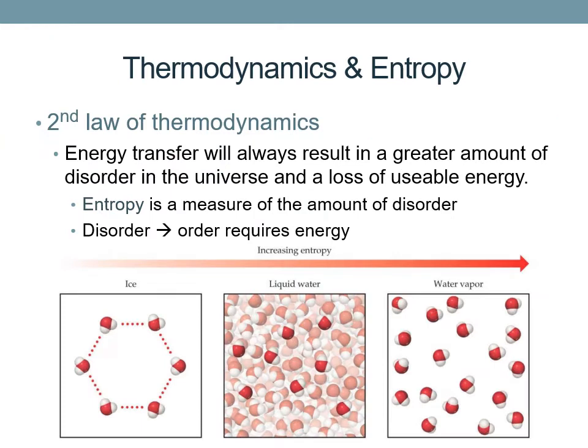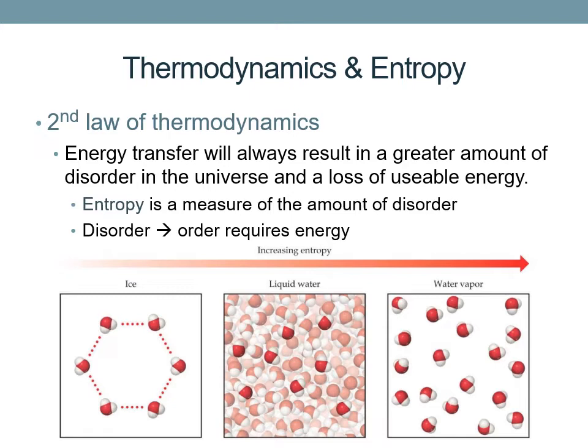The second law of thermodynamics states that energy transfer will always result in a greater amount of disorder in the universe and a loss of usable energy. What does this mean? This simply means that molecules naturally move from a state of order to a state of disorder. Entropy is the amount of disorder of molecules, so it's a measurement of that disorder.